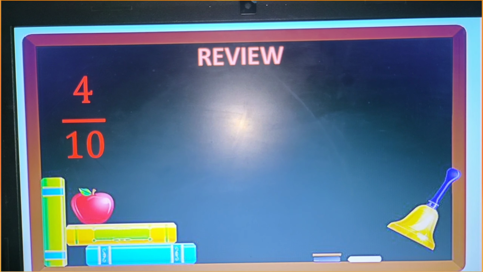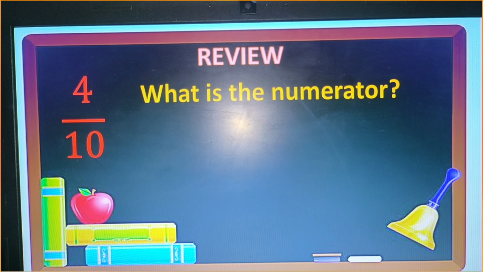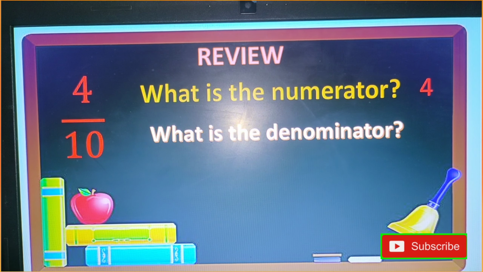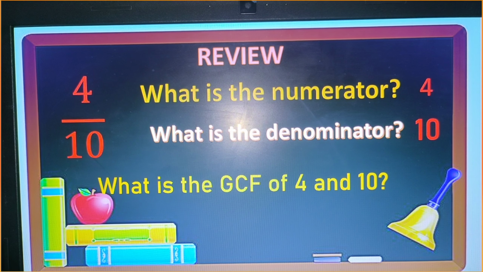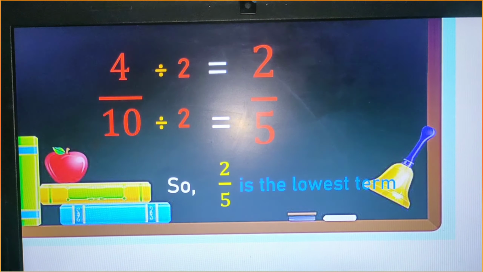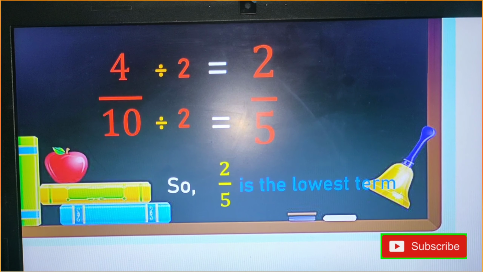4/10, or we can read this fraction as 4 over 10. 4/10 is in higher term, and let's make it in lowest term. What is the numerator? 4. What is the denominator? 10. What is the GCF of 4 and 10? It is 2. And now, let's divide the numerator and the denominator by the GCF 2. 4 divided by 2 equals 2. 10 divided by 2 equals 5. So, 2/5 is the lowest term of 4/10.